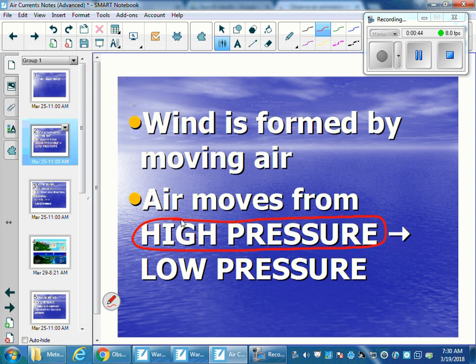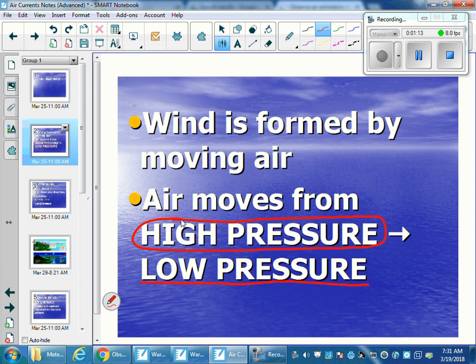Areas of lower pressure generally form in warmer areas because if there's lower pressure, there's fewer air molecules, and this is more likely to happen when you have air molecules being spread out because there's more energy, which would happen in a warmer area when you have warmer air. So the reason why air moves from high pressure to low pressure is that things naturally like to spread out and have as much space between them as possible.